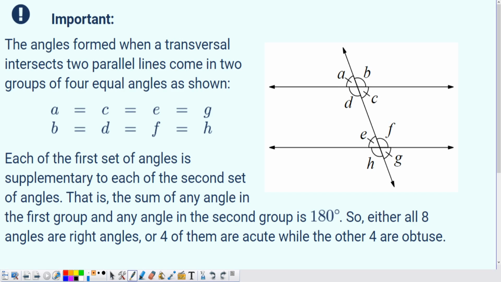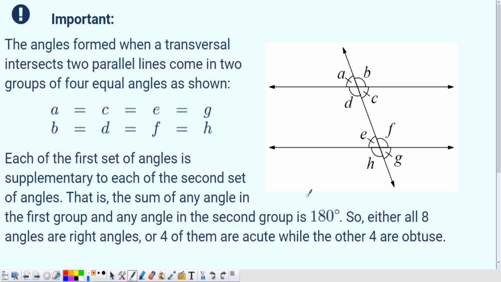Hello, everyone. So, today we're going to cover an important topic. So important, we're going to be using it almost in every single question throughout the entire geometry year. And that is the idea of parallel lines and what they tell you about angles.